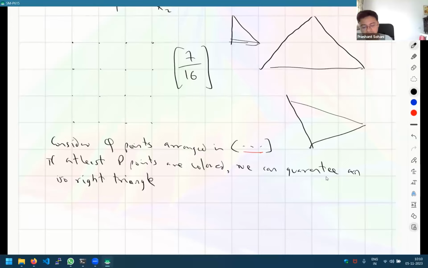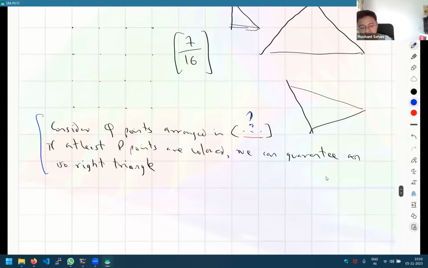So some arrangement of Q points such that out of that, if at least P points are colored, then we can guarantee an isosceles right angle triangle. Okay. So this is the statement which I'm making. Of course, this is a very blank statement where Q, P, this arrangement, they are all fill in the blanks. But my point is this, if we can find this arrangement such that this ratio P upon Q is greater than or equal to 7/16. So in other words, there is some set of points for which if more than 7/16 of those points are colored, then I can guarantee to find the right isosceles triangle.